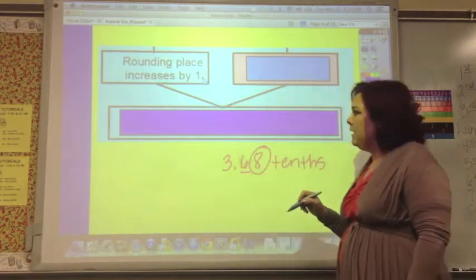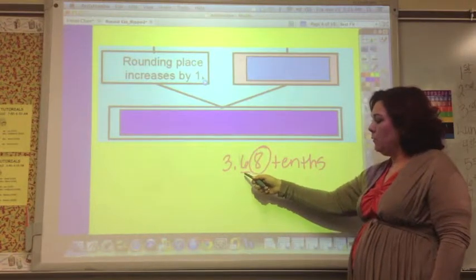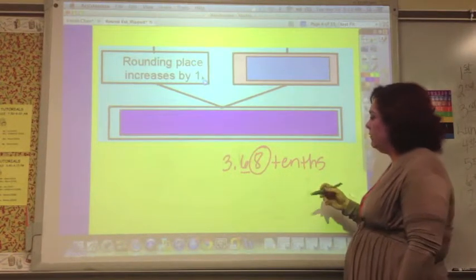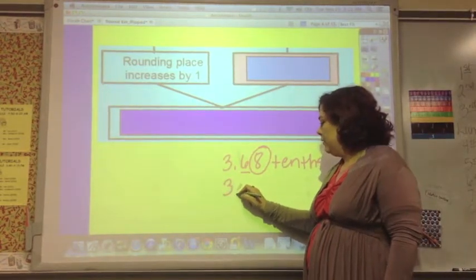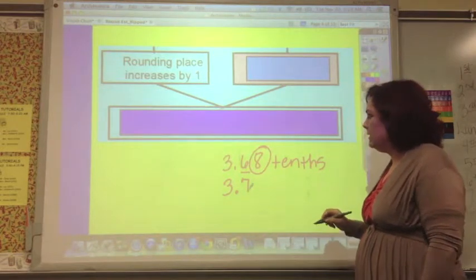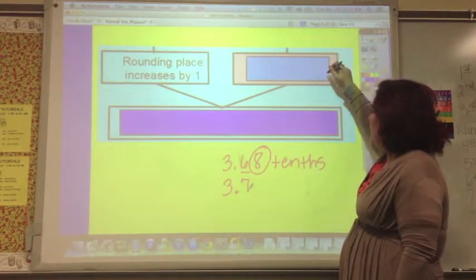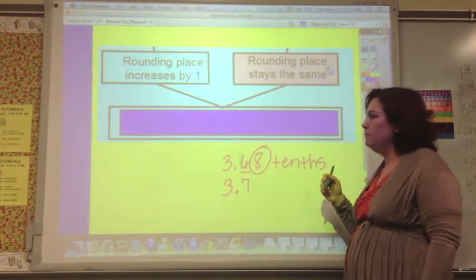If it's greater than, we increase the rounding place by 1. So the rounding place is the underlined 6. So this would become 3, and increase 6 by 1, it would become 3 and 7 tenths. If it's less than 5, the rounding place stays the same.